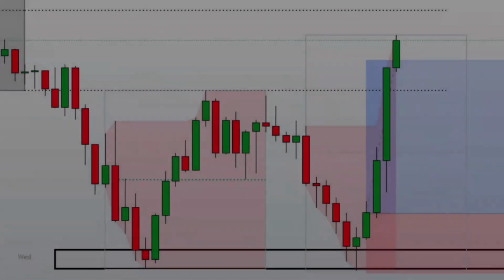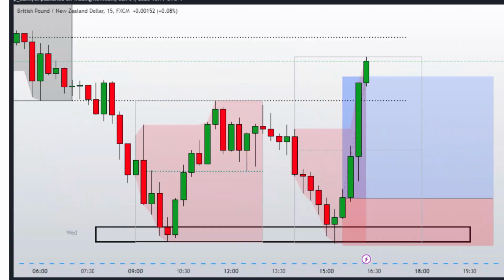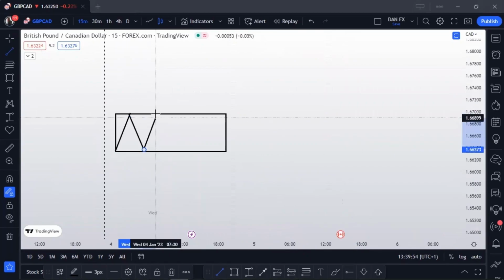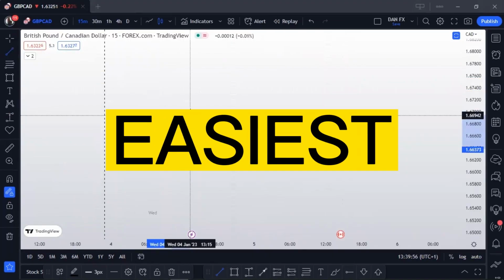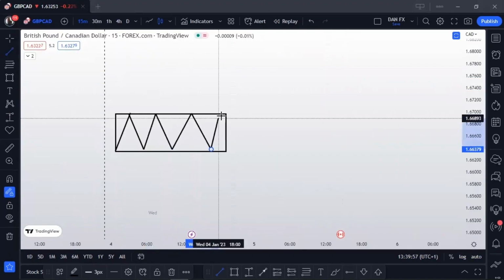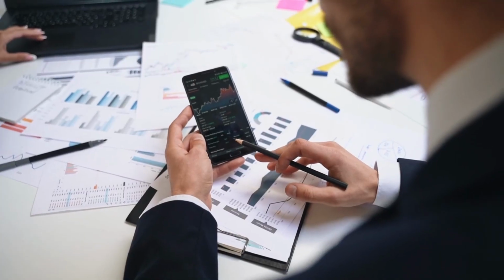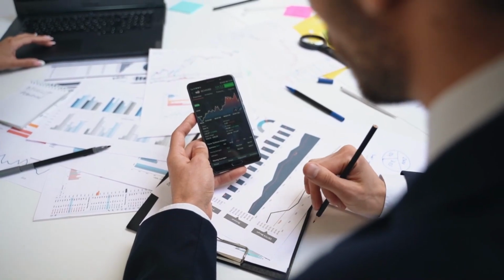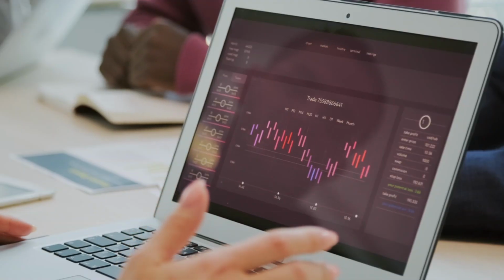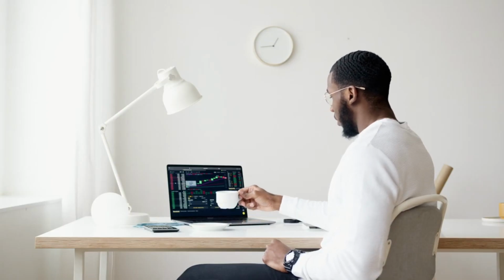When it comes to the Asian session liquidity, there are different ways of trading it, and in this video I'm going to be showing you one of the easiest ways you can effectively trade the Asian session liquidity. Learning to trade these patterns is the most important skill you will need when trading forex, because the Asian session liquidity is the backbone of the forex market. And if that sounds interesting, let's get to it.